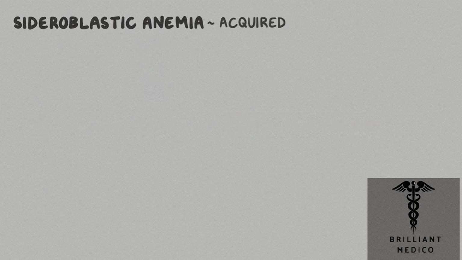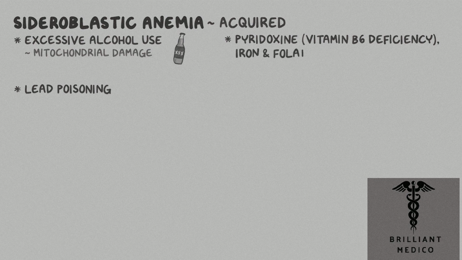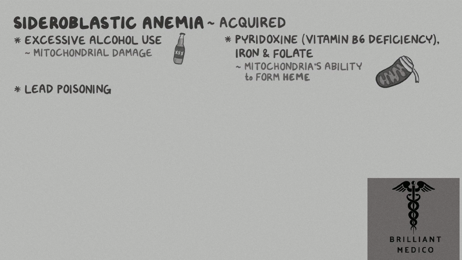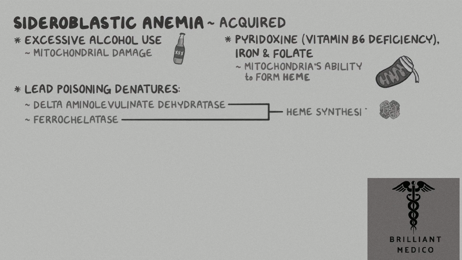The acquired causes of sideroblastic anemia include excessive alcohol use, pyridoxine or vitamin B6 deficiency, and lead poisoning. Excessive alcohol consumption can lead to mitochondrial damage and nutritional deficiencies like vitamin B6, iron, and folate, which affects the mitochondria's ability to form heme. Vitamin B6 deficiencies can also commonly happen as a result of isoniazid treatment for tuberculosis, as isoniazid attaches and inactivates vitamin B6. Lead poisoning has also been shown to denature enzymes important in heme synthesis, like delta-aminolevulinate dehydratase and ferrochelatase, which are important for heme synthesis.